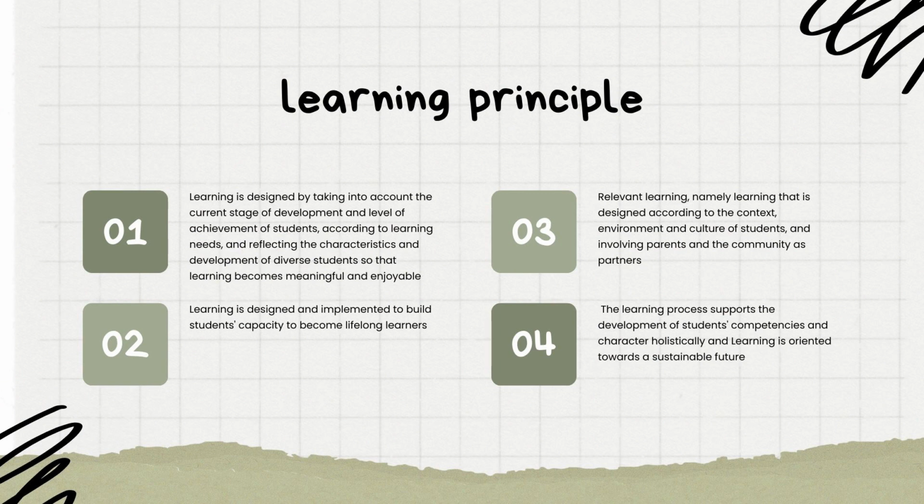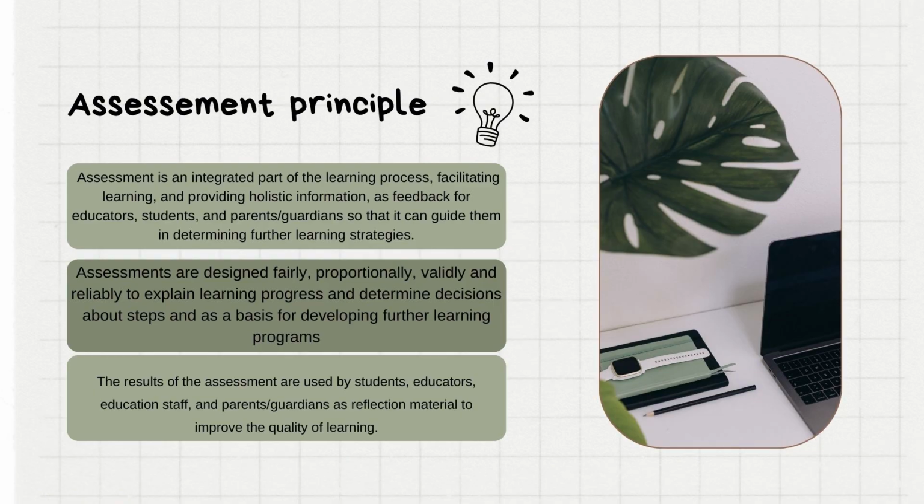Number 3 is relevant learning, namely learning that is designed according to the context, environment, and culture of students and involving parents and the community as partners. And the last is that the learning process supports the development of students' competence and character holistically, and learning is oriented toward a sustainable future. Next is about assessment principles.